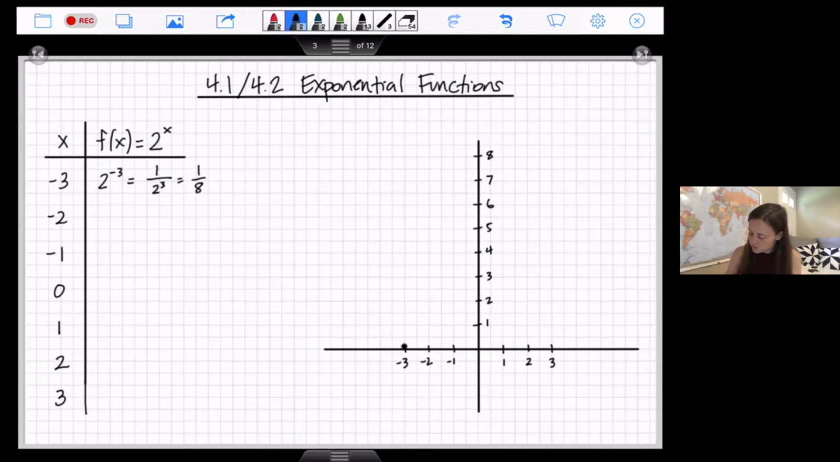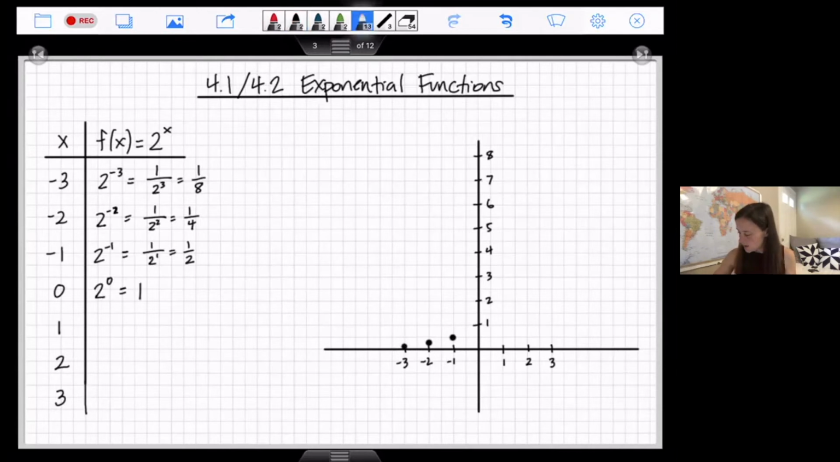When we do -2, 2 to the -2 will give us 1/2 squared, or 1/4. So we'll go plot that point, -2, 1/4. I haven't even made it all the way up to a half yet. Then -1, 2 to the -1, 1/2 to the 1. There's my 1/2. All right, so slowly but surely these values are getting bigger left to right. Let's see if that keeps going. So then I'm going to plug in 2 to the 0. Anything to the 0 is equal to 1. So I get the point 0, 1.